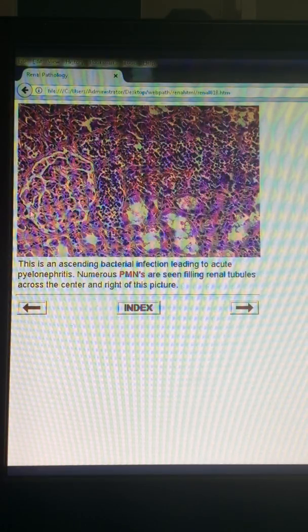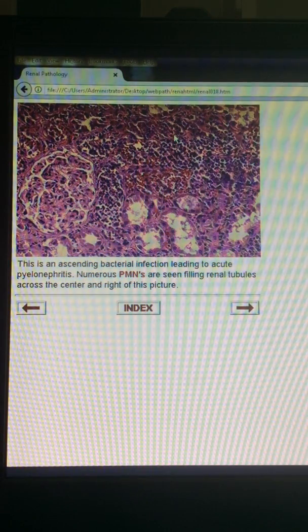Here are the glomerulus. As you can see here, these are the tubules. These are the tubules filled with acute inflammation. Acute inflammation means neutrophils. So tubules are filled with neutrophils along with interstitial involvement of neutrophils also. So if you see acute neutrophils or acute inflammation, any process is called acute pyelonephritis.